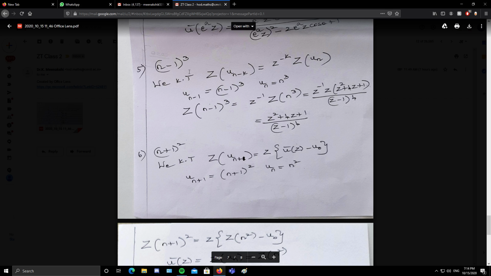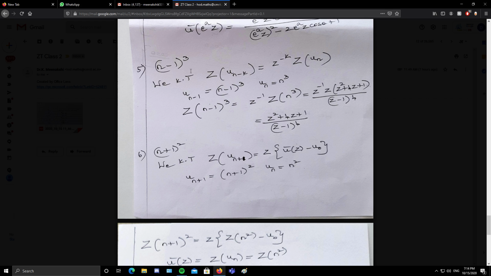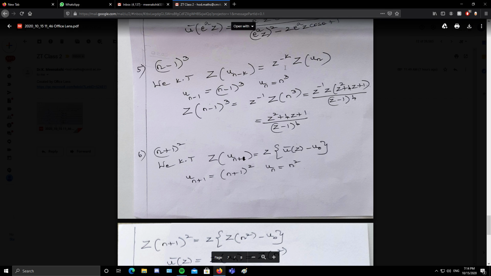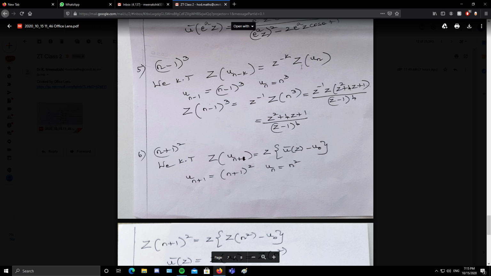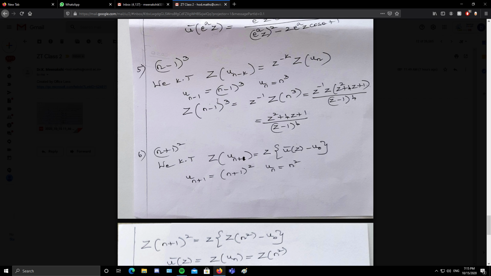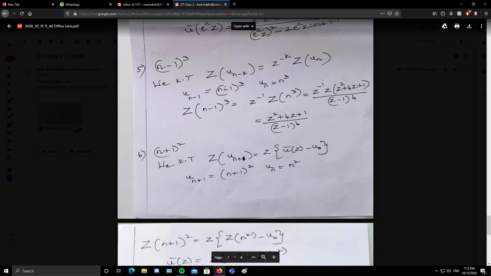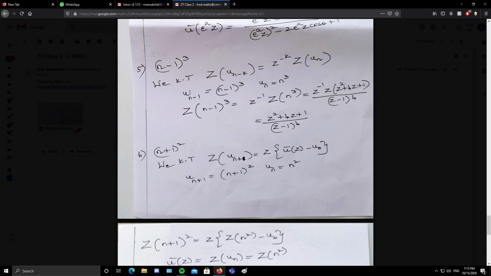So n minus 1 whole cube. Whenever you have the n minus k form, n minus 2, n minus 3, n minus 5, write the shifting property. What is it? Z of un minus k equals z power minus k Z of un. So what is k here? 1. So what is un minus 1? N minus 1 whole cube. So if un minus 1 is n minus 1 whole cube, what is un? N cube. So delete the minus 1.